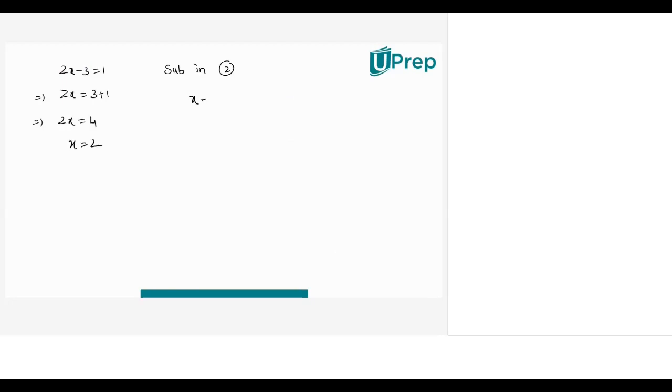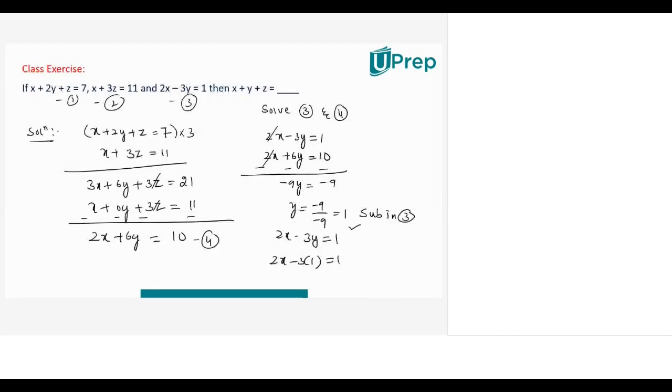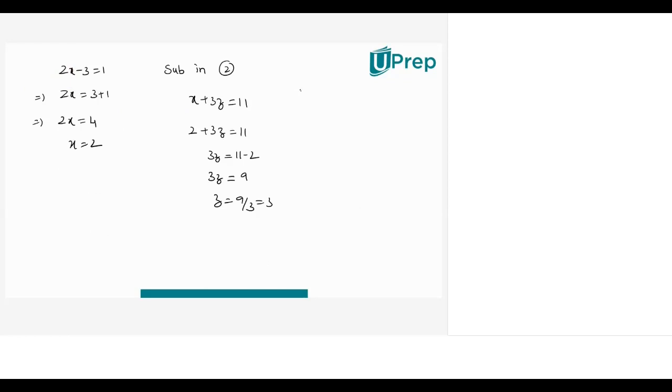What do you have? You have x plus 3z is equal to 11. So what do you do? Put x is equal to 2. So what do you have? 2 plus 3z equal to 11. Your 3z is nothing but 11 minus 2. So your 3z is nothing but how much? 9. If you divide 9 by 3, you'll get 3. So you have x is 2, y is 1, and z is 3.